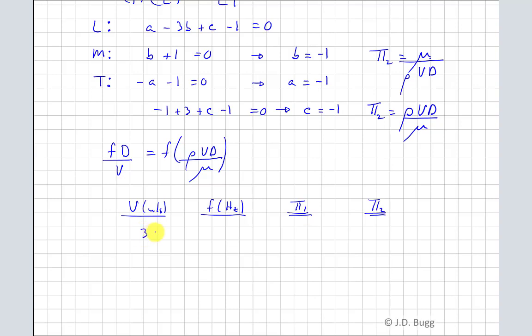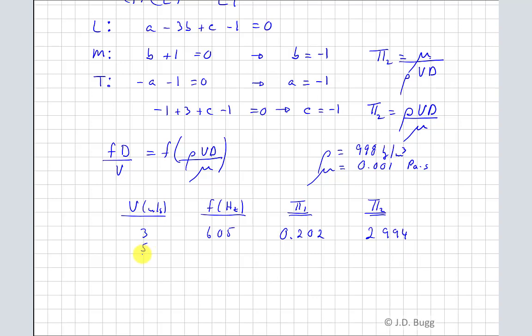3 meters per second gave 605 frequency in hertz. Calculate this pi 1 group from that. Now remember, all of this model testing we're talking about here, the density would be 998 kilograms per meter cubed, and the viscosity would be 0.001 Pascal seconds, because we're doing this in water. So that's the density and viscosity used to calculate this.